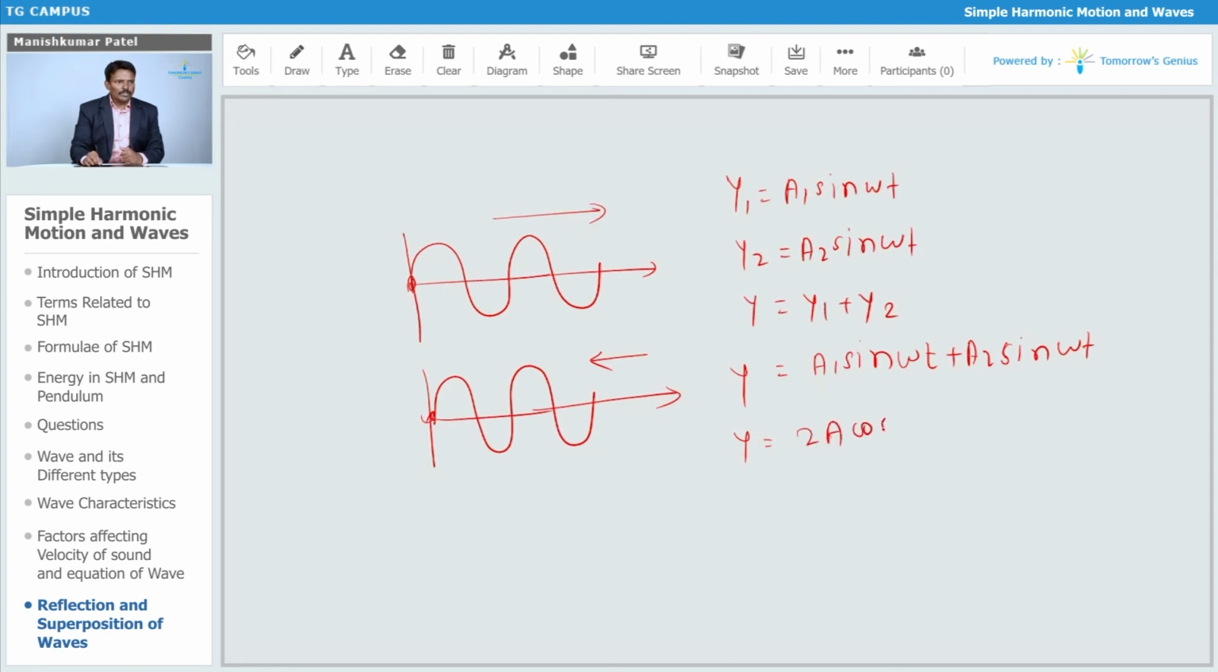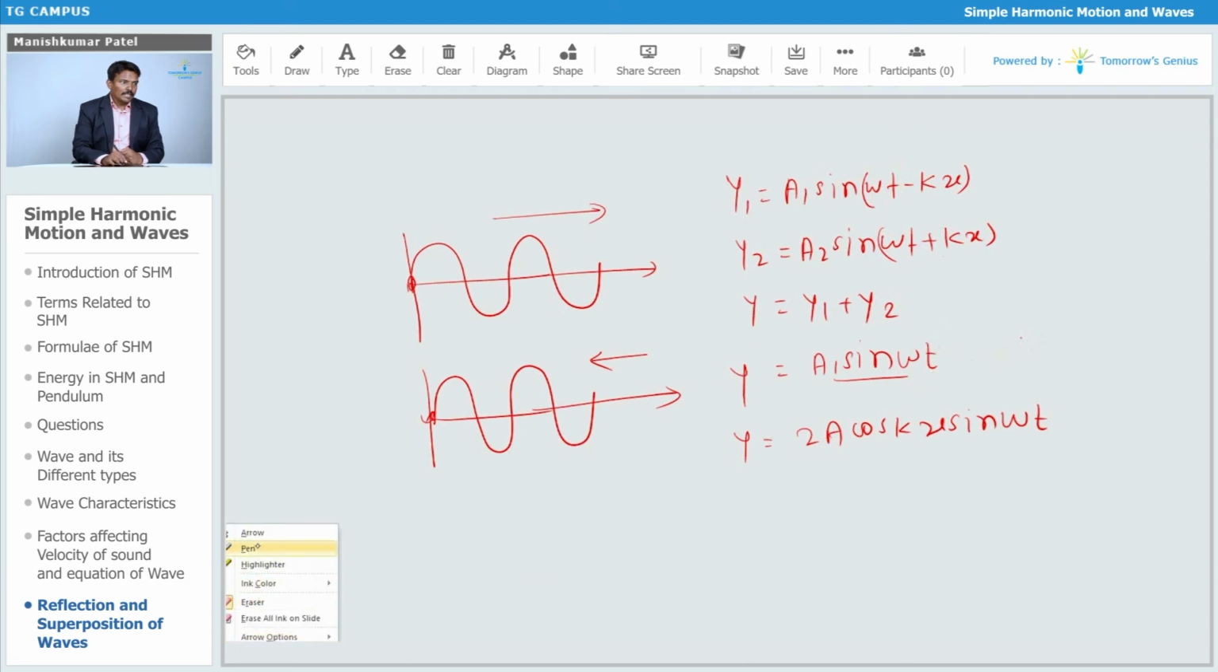So that is 2a cos kx, and that is sin ωt. This one also you can say is a wave moving on the right side and one moving on the left side. So this one is ωt minus kx, and this one is ωt plus kx. So here also you have to change according to that. So let's say, for example, y1 = a1 sin(ωt − kx), and this is a2 sin(ωt + kx).